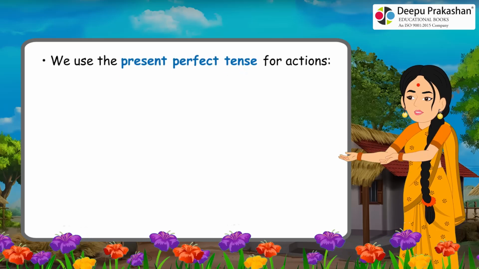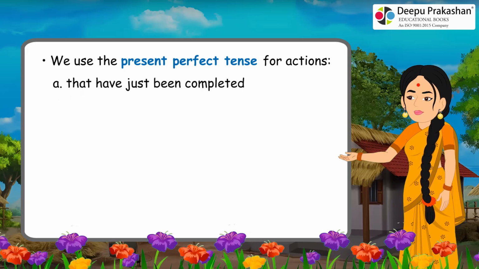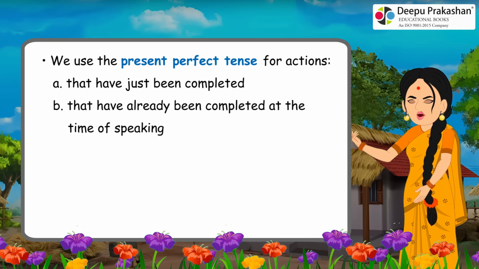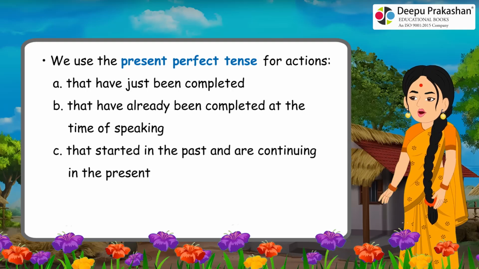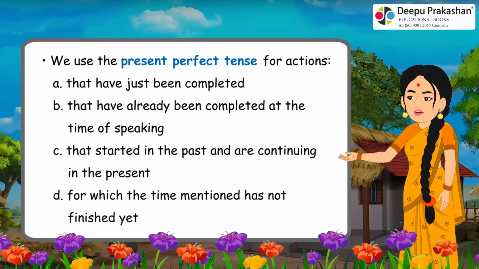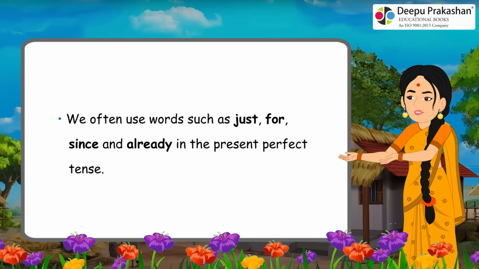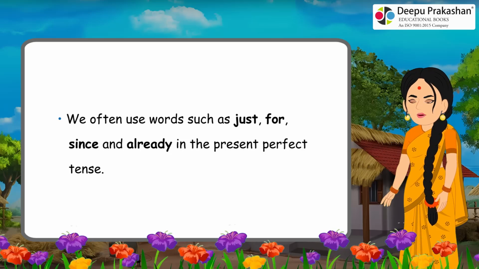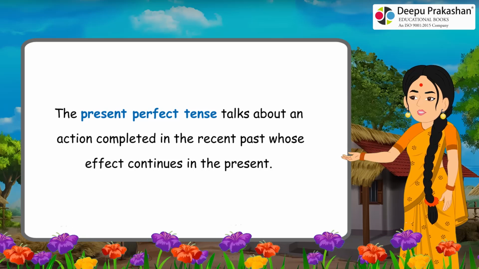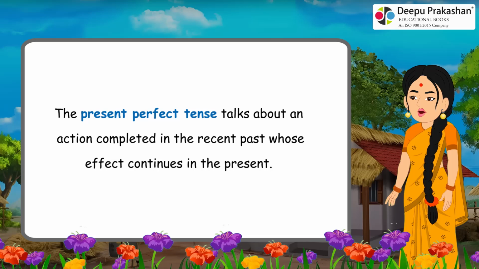We use the present perfect tense for actions: A. That have just been completed. B. That have already been completed at the time of speaking. C. That started in the past and are continuing in the present. D. For which the time mentioned has not finished yet. We often use words such as just, for, since and already in the present perfect tense. The present perfect tense talks about an action completed in the recent past whose effect continues in the present.